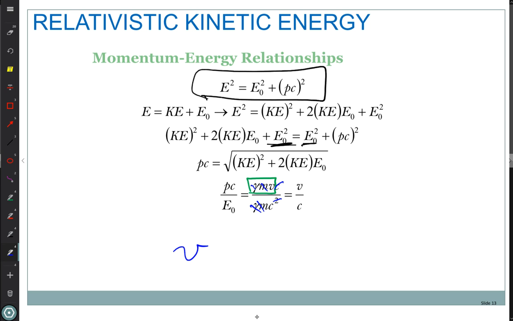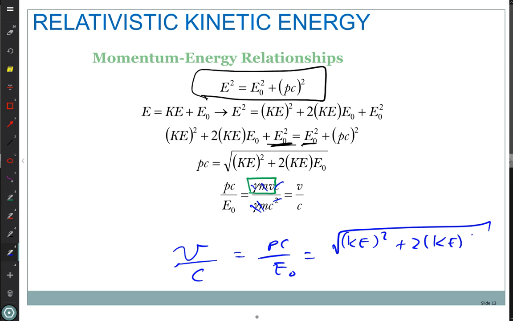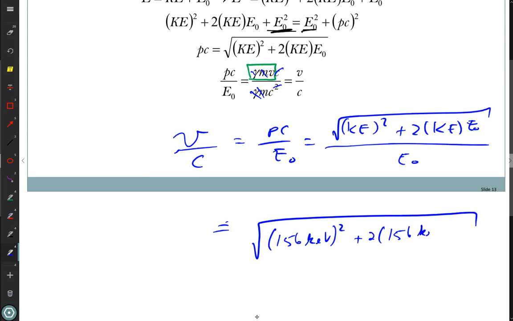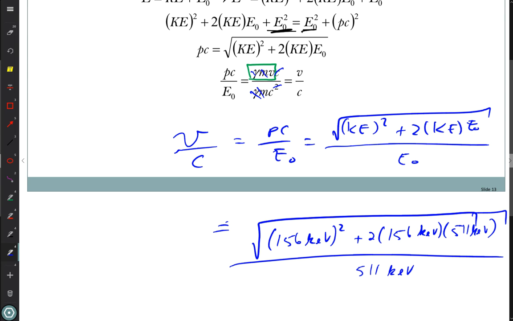So that means my final result is the speed, and I'm going to leave it as v over c, so it's as a percentage of the speed of light. And then I just put in my numbers, so that's going to be equal to the square root of 156 keV squared plus 2 times 156 keV times 511 keV, all divided by 511 keV. That's the entire calculation necessary to find its speed.